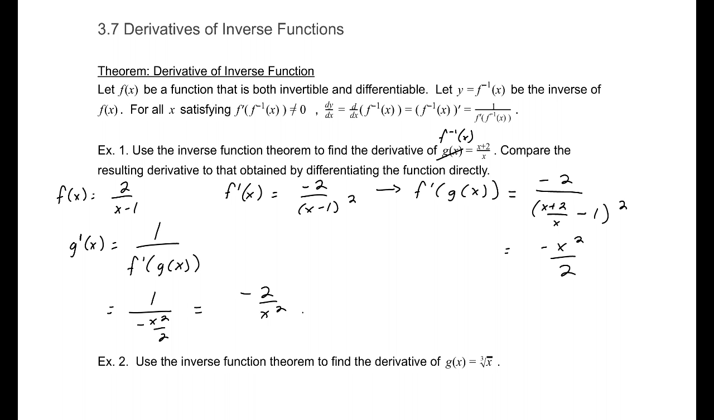That is our derivative. Now, you can take the derivative directly using the quotient rule of x plus 2 over x, and you should arrive at that same conclusion.